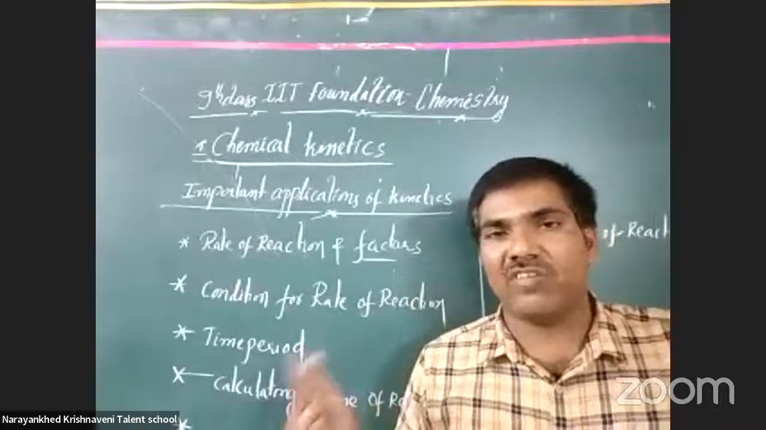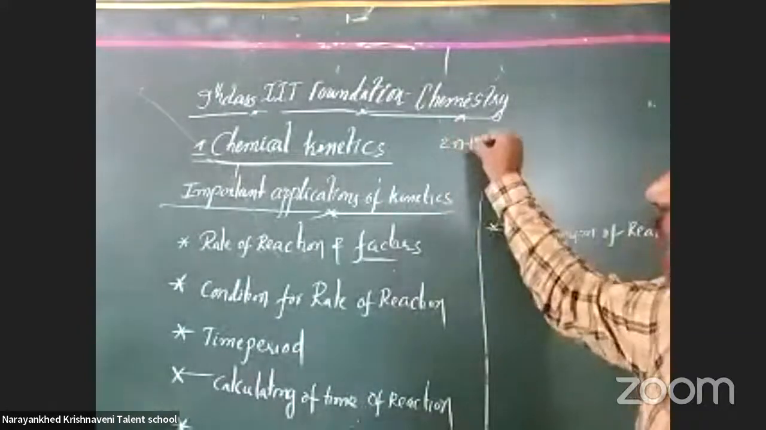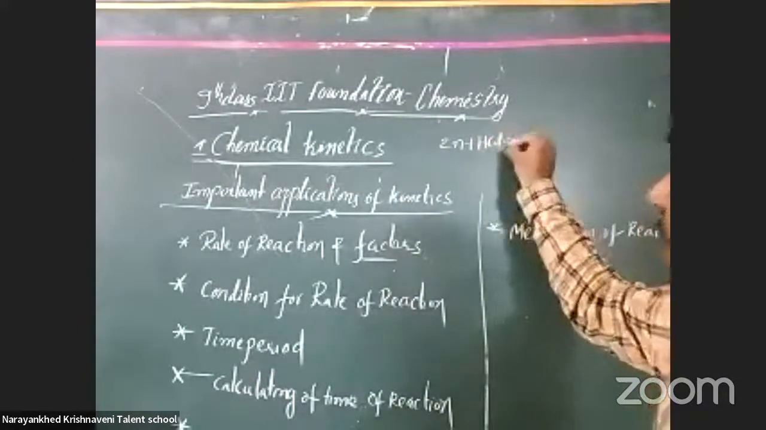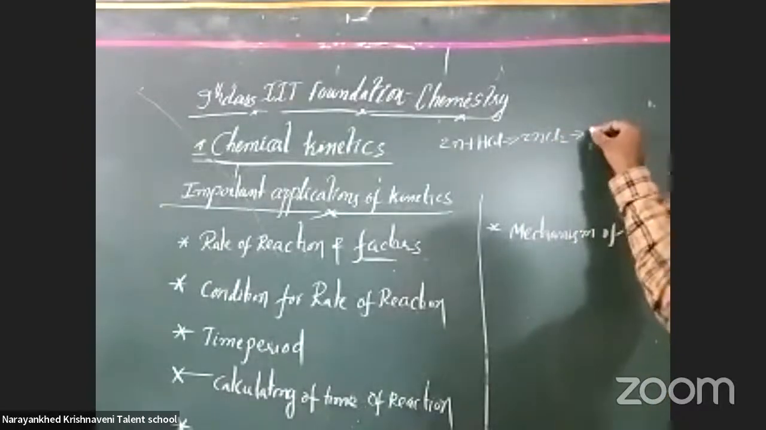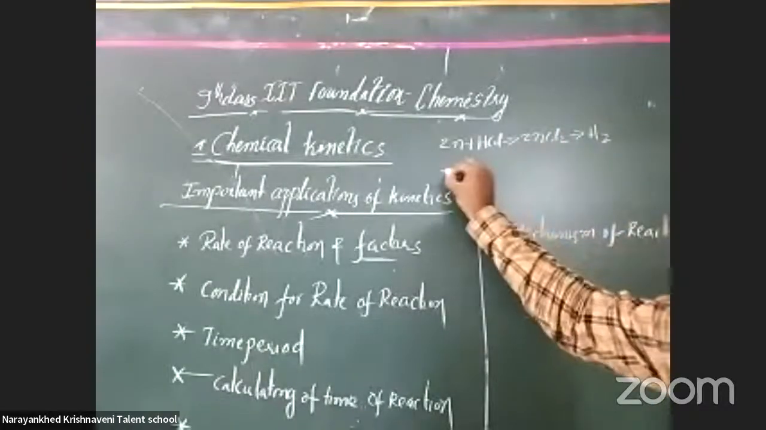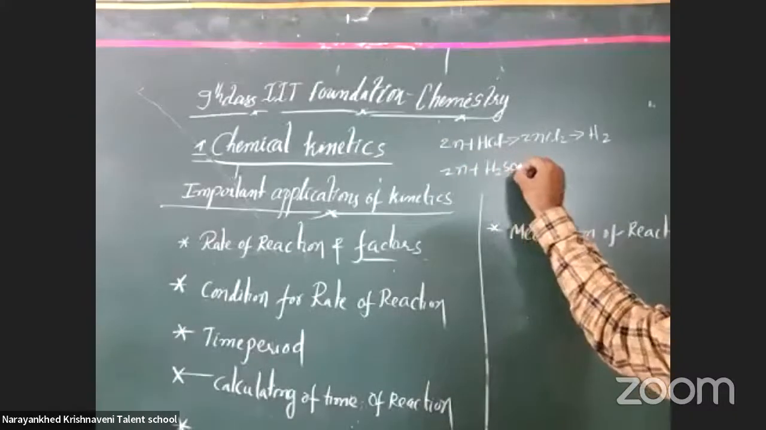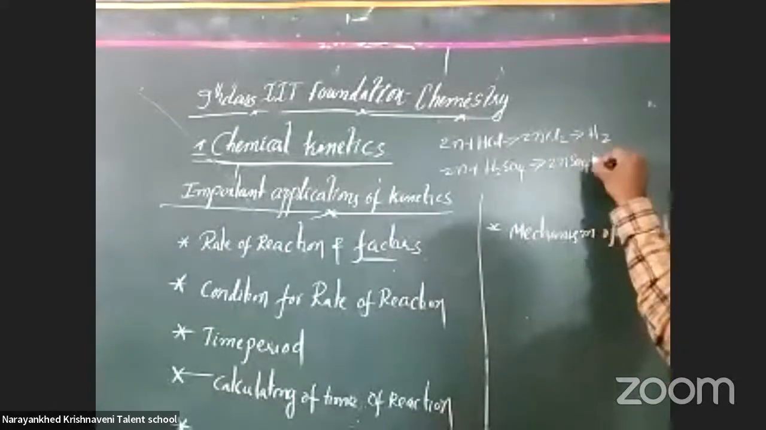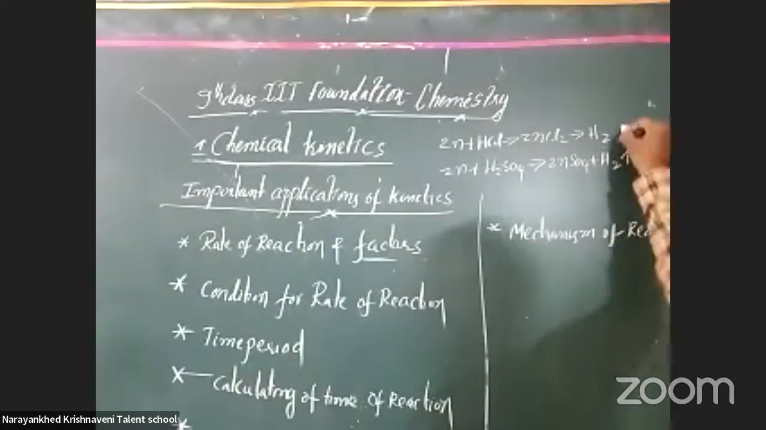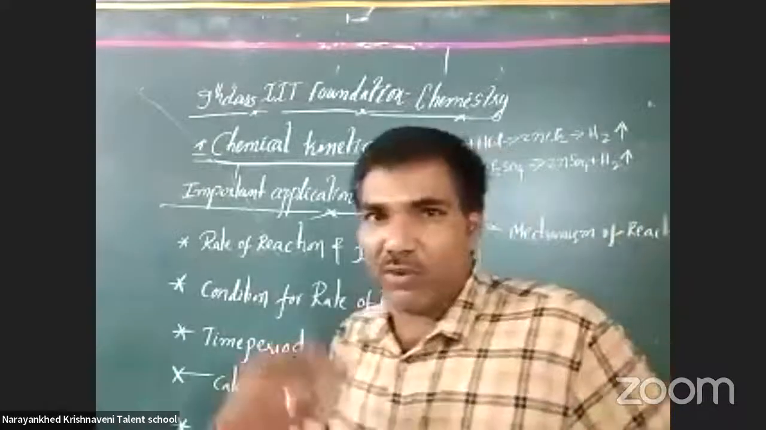When we take zinc granules, they give hydrogen gas in both reactions. Suppose you take HCl: zinc chloride is formed, and hydrogen gas is produced. This is one reaction. In another, I take H2SO4, sulfuric acid: ZnSO4 is formed and hydrogen gas is evolved. In both situations, only hydrogen gas is produced.